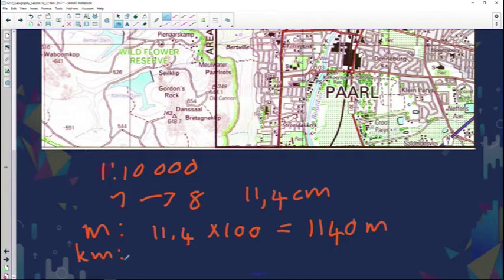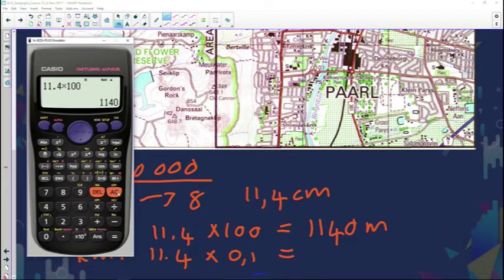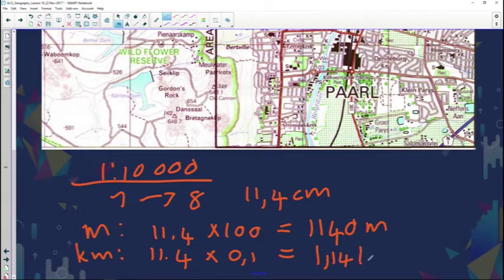If I want my answer in kilometers, keep in mind the scale is 1 to 10,000. Same principle. Take the centimeters that you measured with your ruler and times it by 0.1. 11.4 times 0.1, and our correct answer is 1.14 kilometers. Now this is very important, and in today's lesson we're going to continue using these formulas to calculate distance.